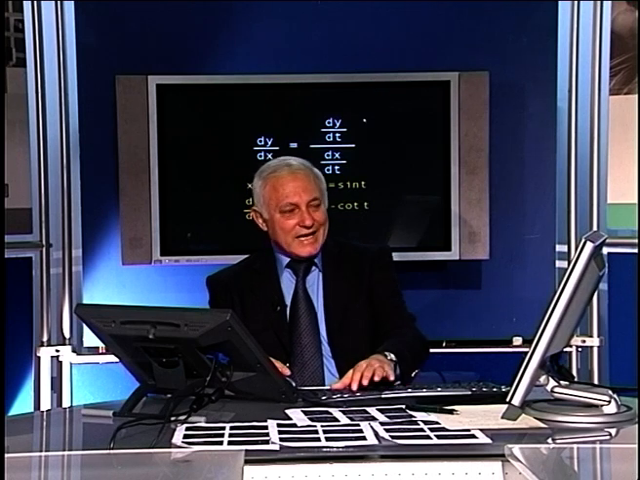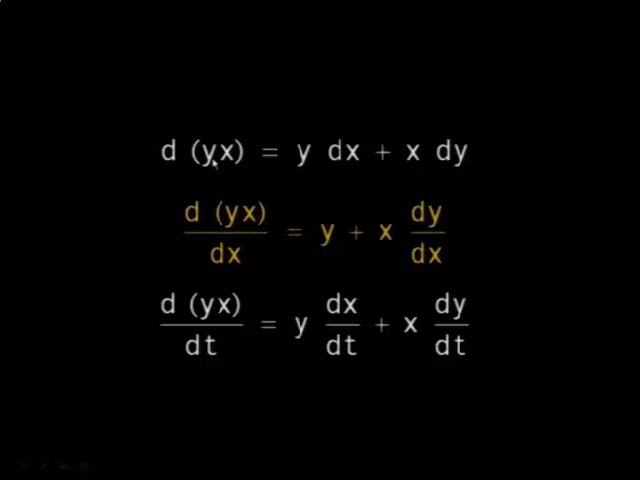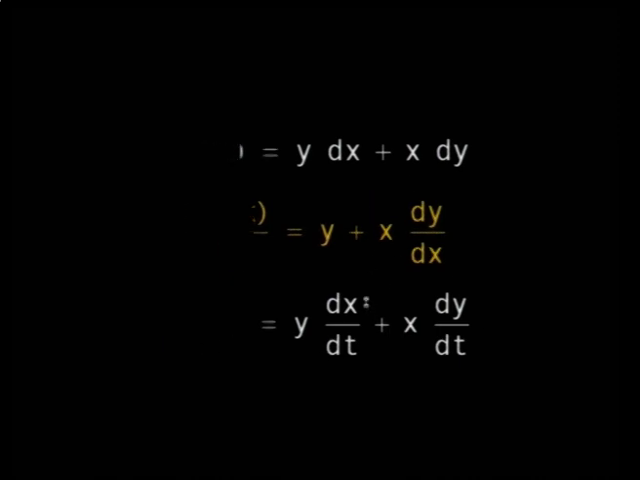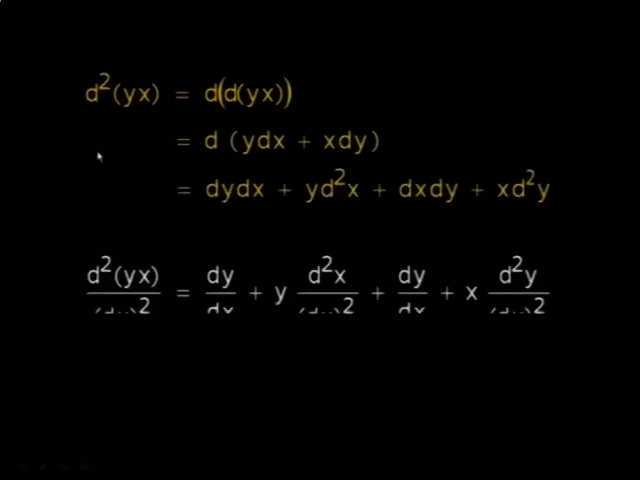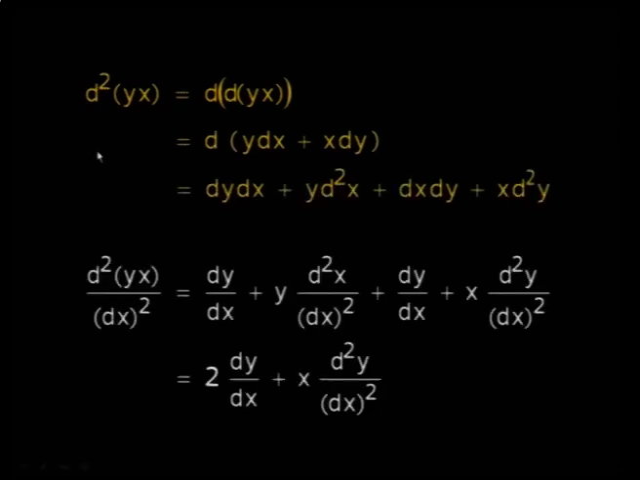So again, you see the ease of using Leibniz notation. Again, when you have y of x and you get the differential d of y of x, you have here y dx plus x dy, and you can divide by dx. So here you cancel dx and you get y, and here you get x dy by dx. Or you may obtain d of xy by dt, then you divide the right hand side by dt to get y dx by dt plus x dy by dt. Or you can again calculate d2 of xy by dx squared.